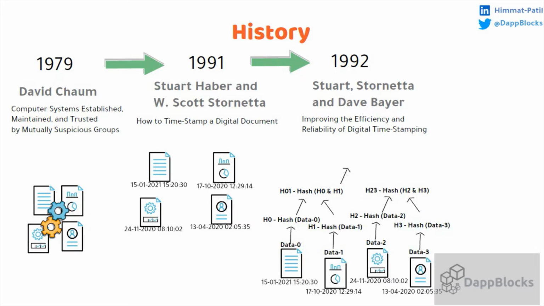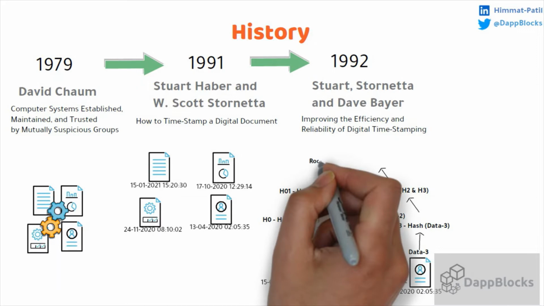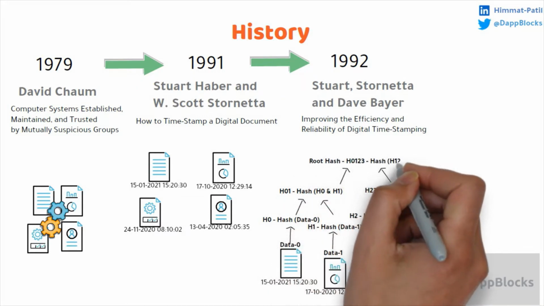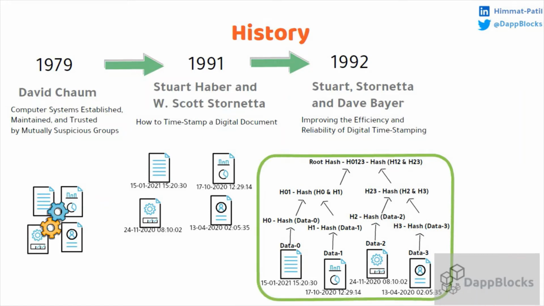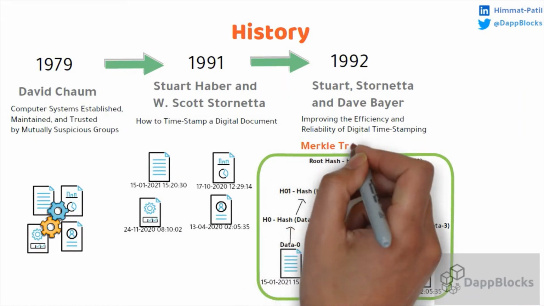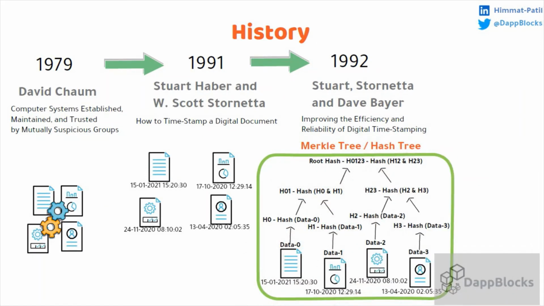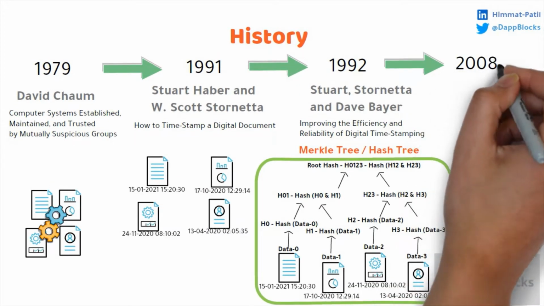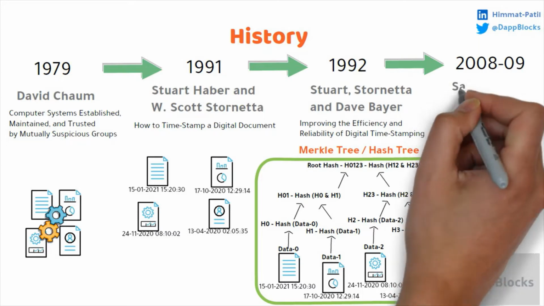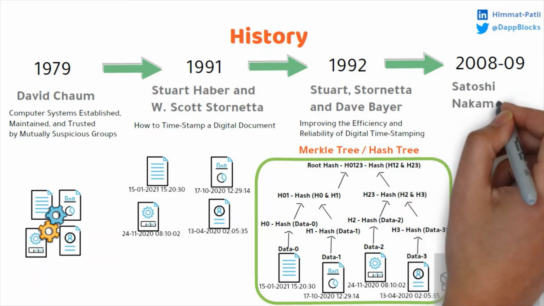Now hash h0123 is the hash of hash h01 and hash h23. This is called the root node. And this entire tree is called the Merkle tree or the hash tree, and the root node hash is known as a Merkle root hash.